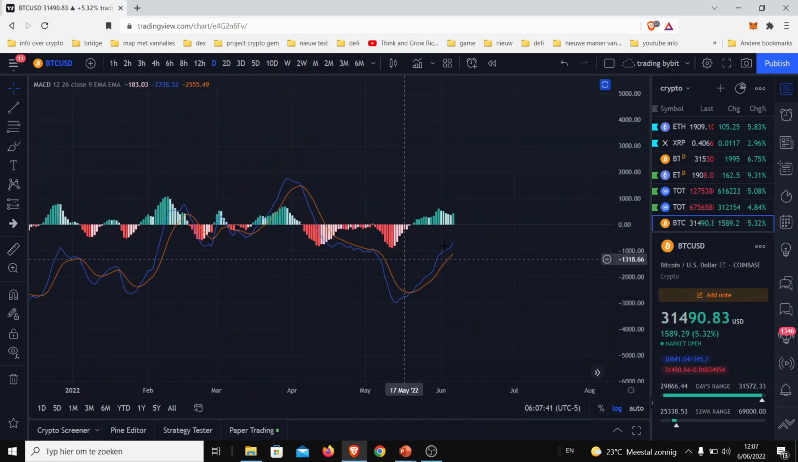So the MACD, you just look at it when it crosses, you get a very bullish sign. When it crosses down, you get a bearish sign. That's all you have to know about the MACD.